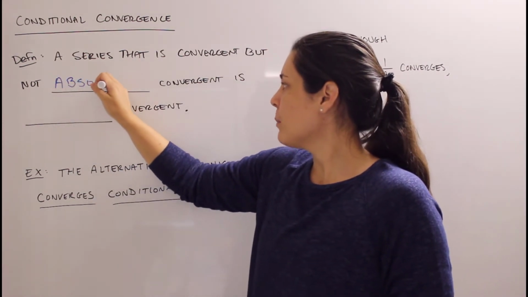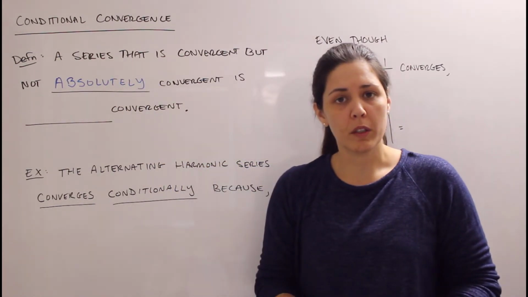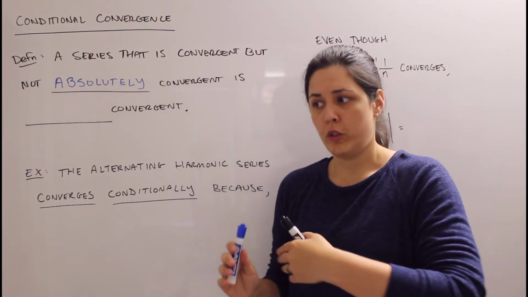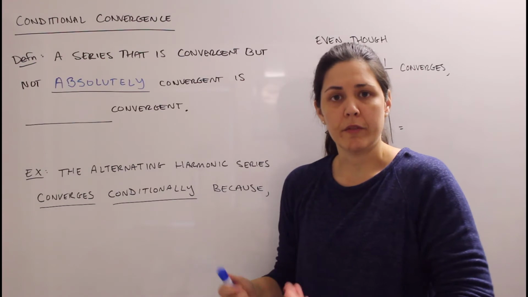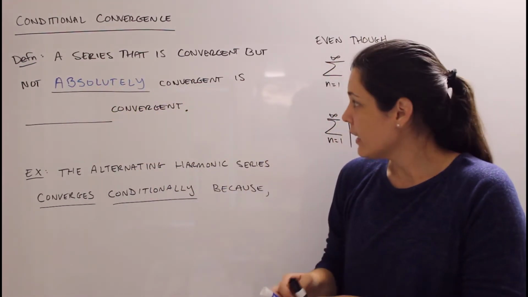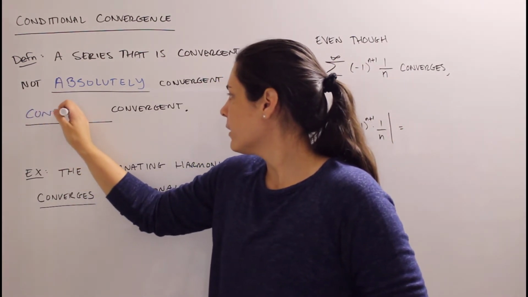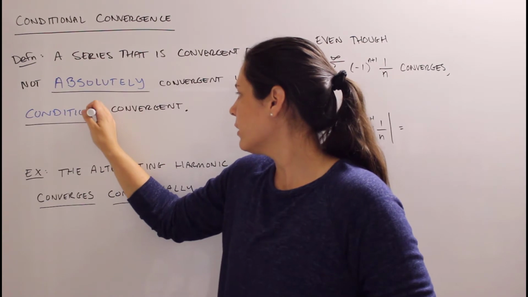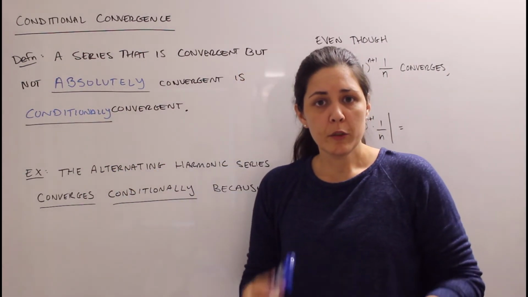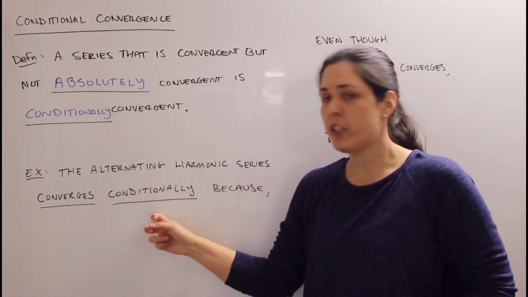Absolutely convergent is something we talked about previously: if you take the absolute value of the sequence that you're taking the series of, does that converge? So a series that is convergent but not absolutely convergent is considered conditionally convergent. Conditionally. Squeeze that in there. Convergent. Okay? So the series we just looked at, the alternating harmonic series, converges conditionally.